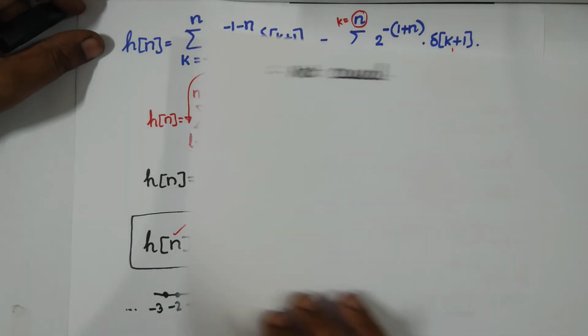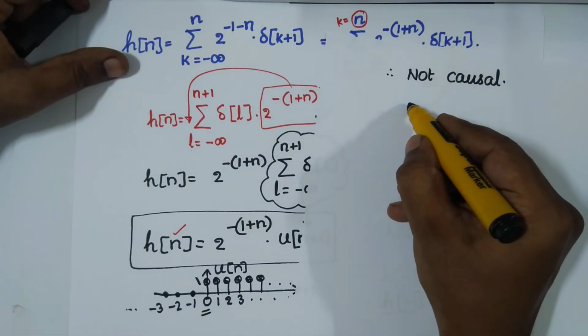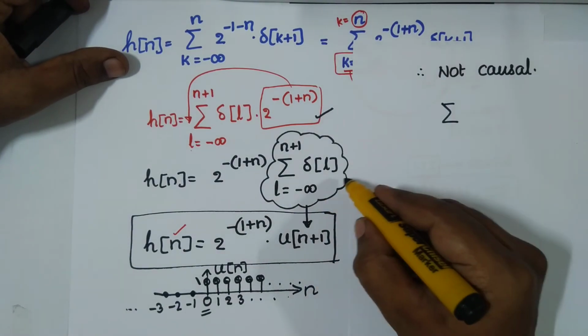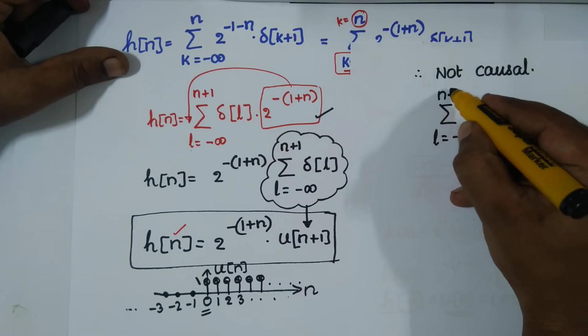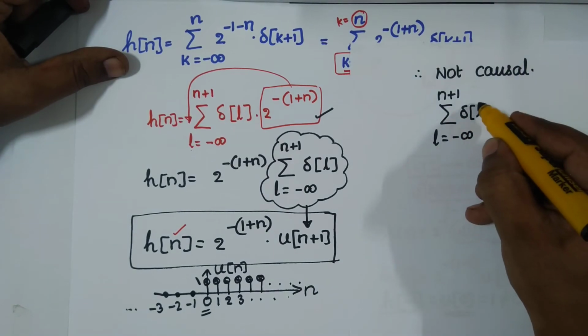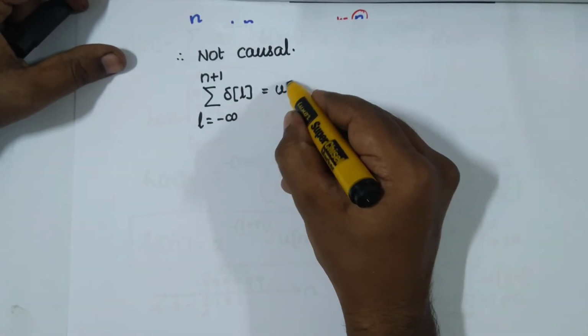See, what we have is this. Let me rewrite this again: summation L is negative infinity to n plus 1 delta of L, and we wrote this one as u of n plus 1. But how?